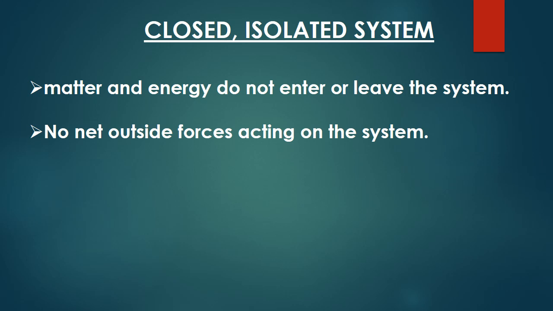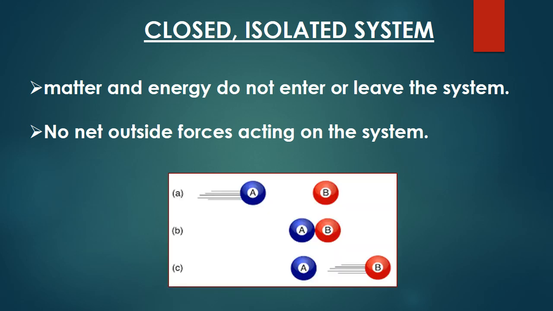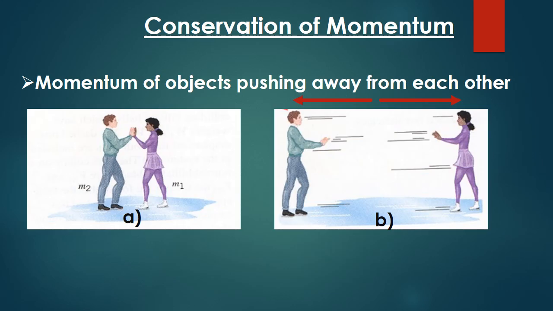You apply the law of conservation of momentum only when a collision happens in a closed, isolated system. That means matter and energy do not enter or leave the system, which means there are no net outside forces acting on the system. In our example, the two pool balls are the system. They don't enter or leave, so the system is closed. The only force we consider is the force between the two balls when they collide. We are not concerned about the initial force of the cue stick or friction between the balls and the table. So we say that the system is isolated.